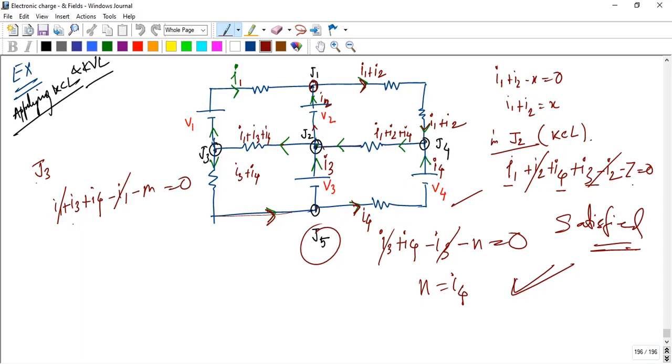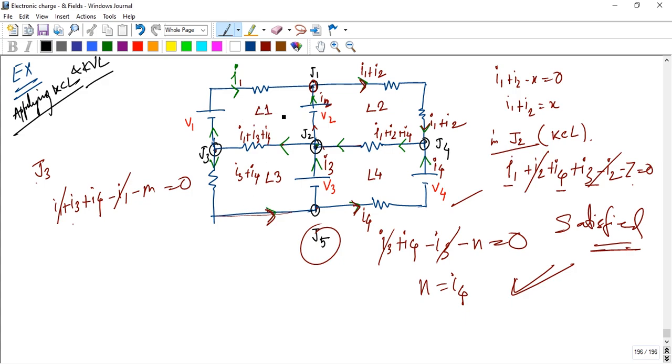In the previous class we solved KCL, how to apply KCL in that circuit. Now we apply KVL in the four loops: loop 1, loop 2, loop 3 and loop 4. Okay, so you name the loops like that. There are four loops, and we apply KVL in them.